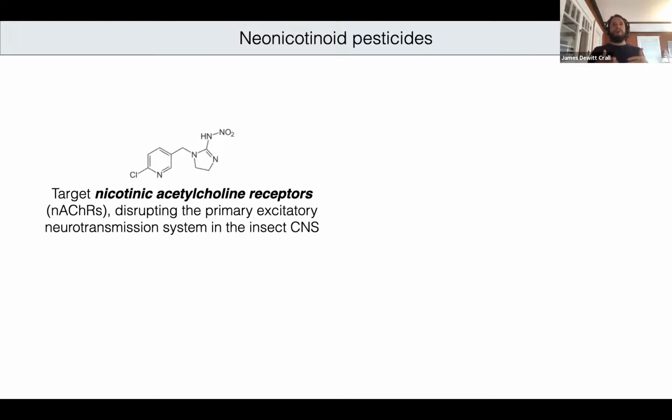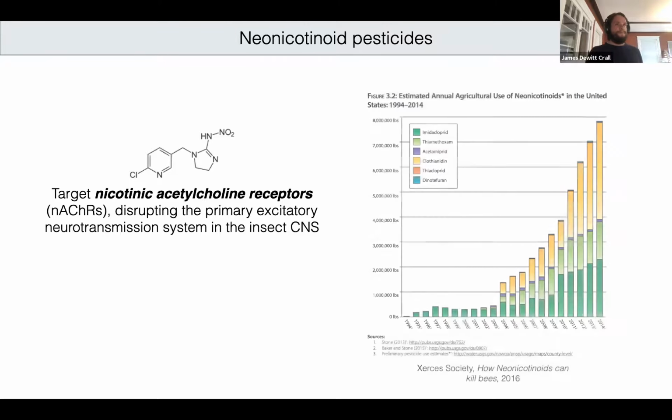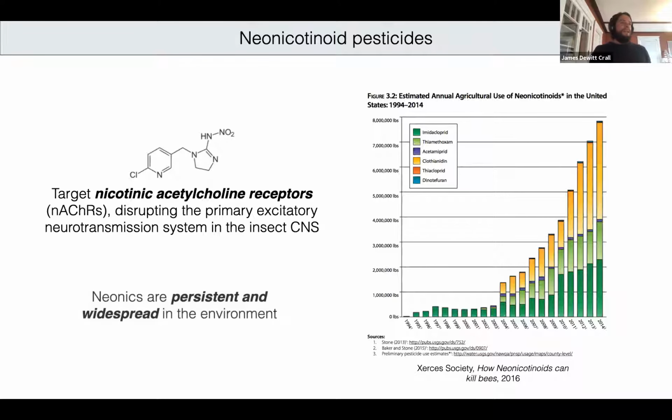And so that's really targeting the primary excitatory neurotransmission system in the central nervous system of insects. And this is a somewhat dated at this point graph, but it shows the explosion in use of a few different particular chemicals in this class of neonicotinoids over the course of about 2 decades since their introduction in the US. And so now they are quite widespread, the single most commonly used class of insecticides across the globe.